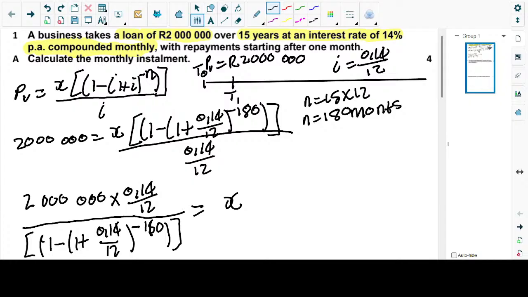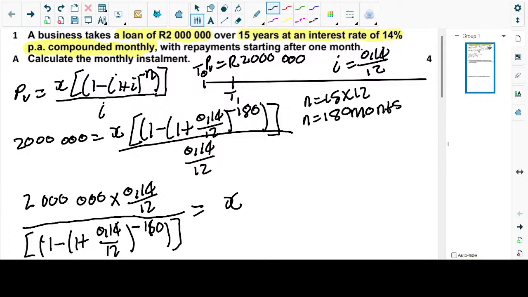Then we are going to have all over the bigger bracket. Let's open it. This one doesn't matter. You can just close the bracket to the power minus 180. Be careful to close the bracket and then close it again. If you don't do that, this thing is going to say maths error. The nicest thing about financial maths, if you don't press things right, this thing is going to give you a maths error. Okay. X is going to be equal to.